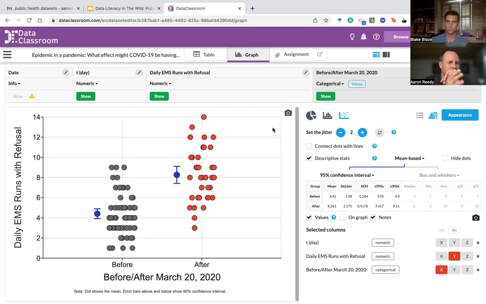Okay. Are we going to go into our third data set? If anyone has any questions on this, we can stay on this one a little bit longer.